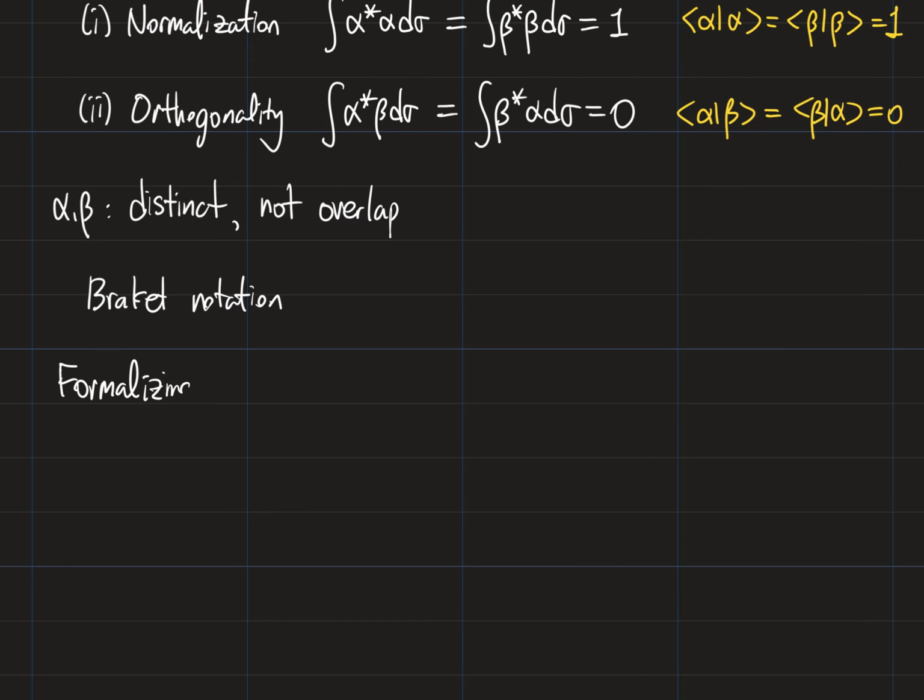Formalizing the notation. Now let's unify our notation. We want the way we write spin to look exactly like the way we write orbital angular momentum.